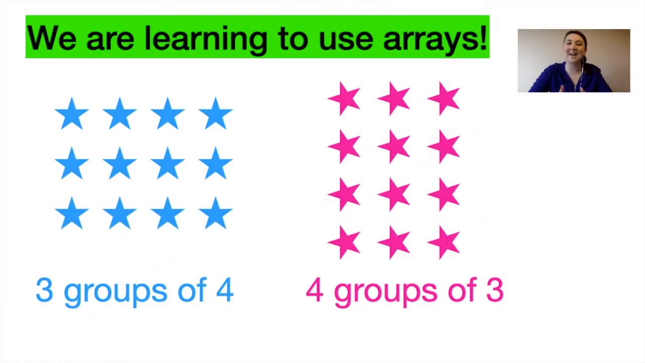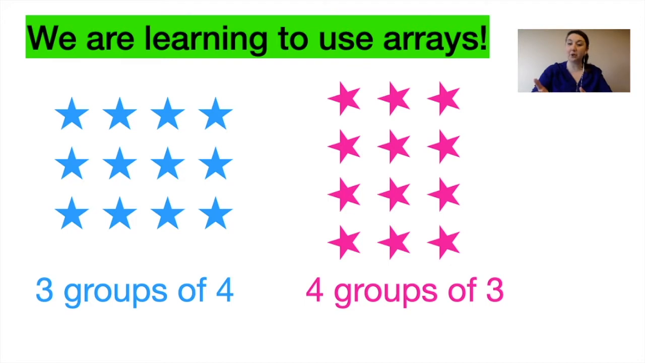Today we've got another outdoor learning activity for us, and it's all around arrays. This is going to help us with multiplication and division. But before we go outside for the activity, first of all let's talk about what arrays are. Alright, so what is an array in maths? An array is an arrangement of pictures, objects or numbers into columns and rows, and it's really helpful when we're looking at multiplication and division.